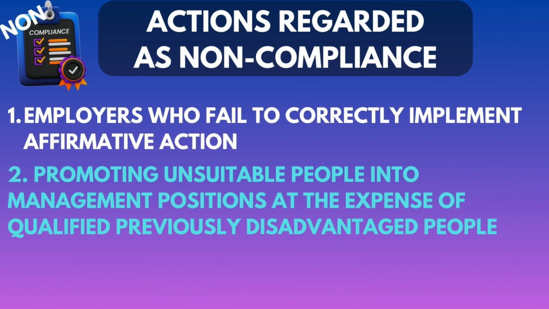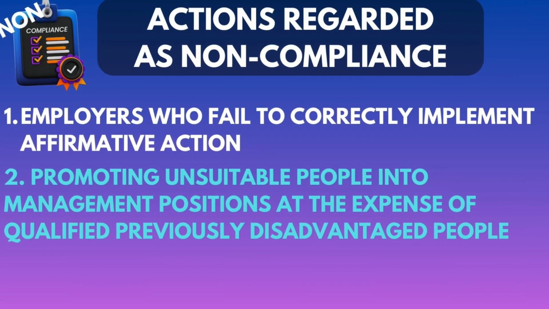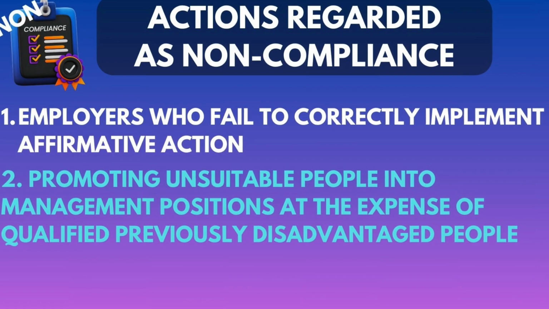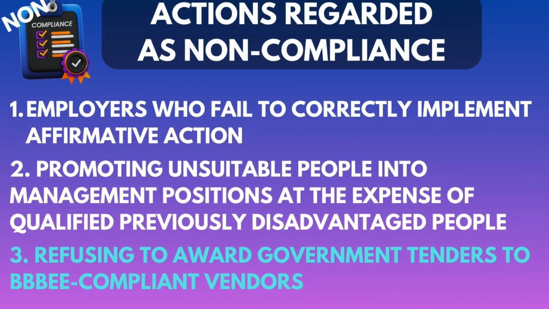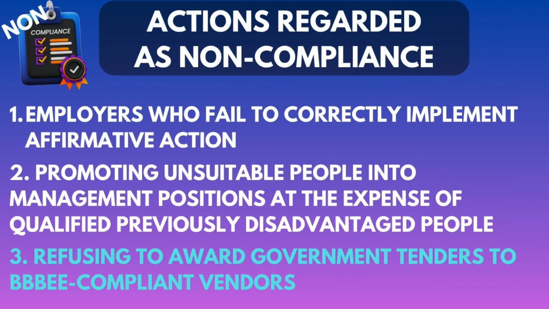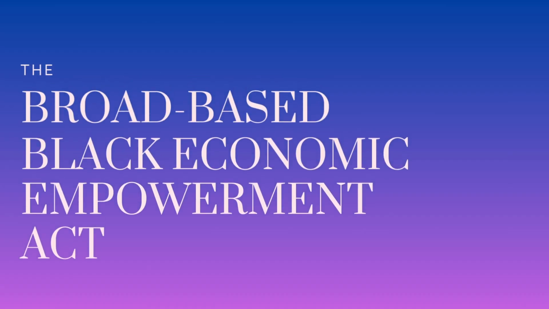You need to focus on that category, so it's still the same as BEE. Now, our second point in discrimination action in terms of broad-based Black economic empowerment: when you are promoting unsuitable people to management positions, you know exactly this one doesn't have the qualification, this one doesn't have the experience, therefore you promote that individual, then you are conducting non-compliance. And the third point, when you are refusing to award tenders to Black suppliers, therefore you are conducting non-compliance. You are discriminating in terms of broad-based Black economic empowerment.